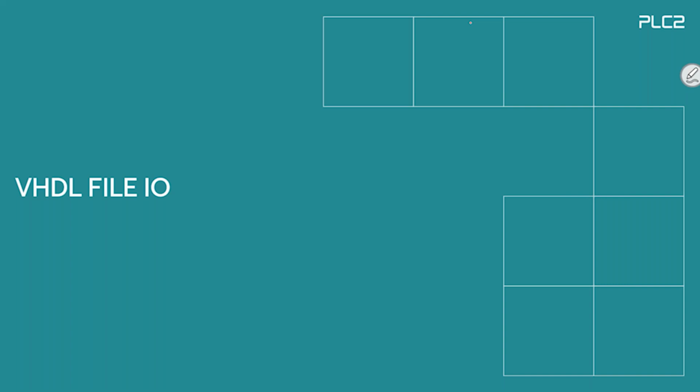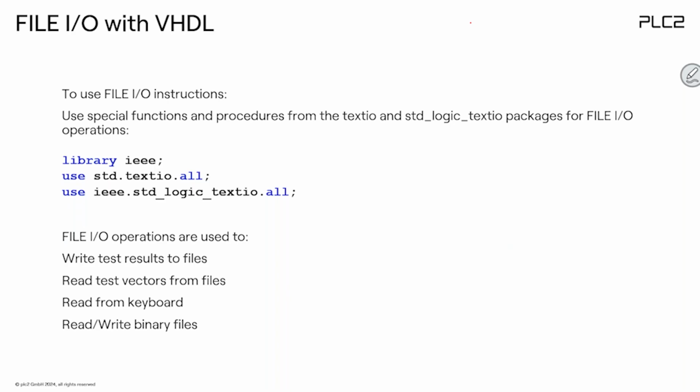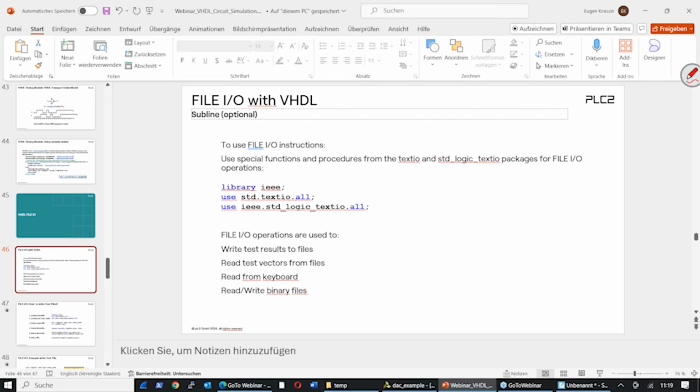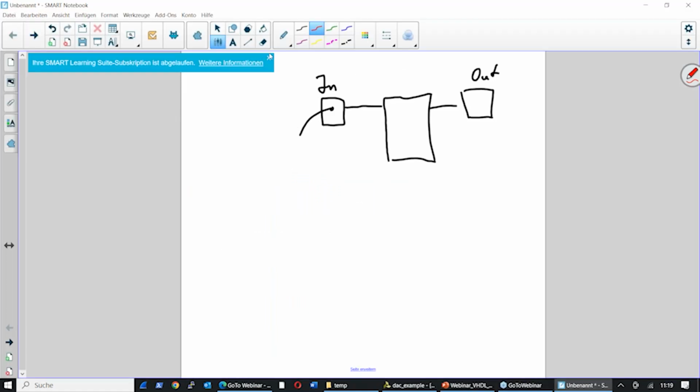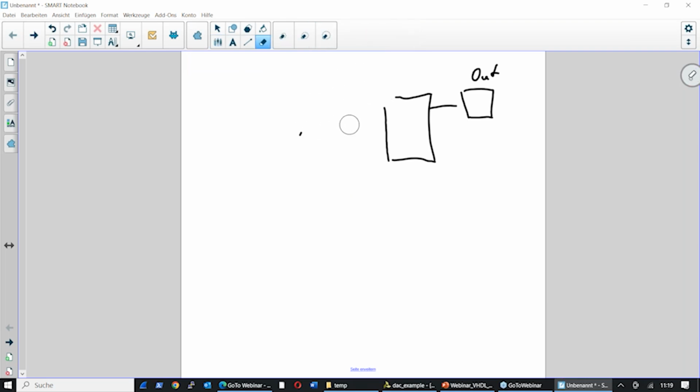Another very important topic is the file I/O. So what is the file I/O? Let me just go to my notepad here and clear it up. So why do we need a file IO?